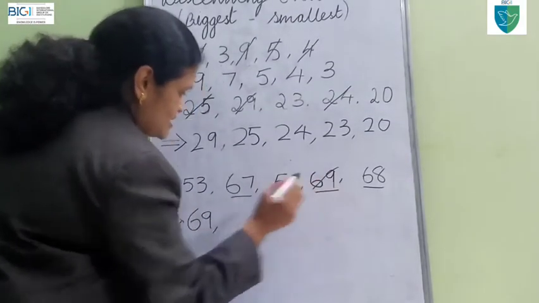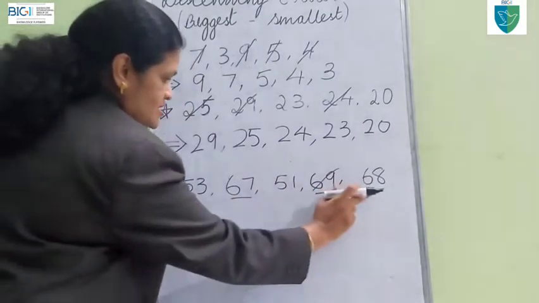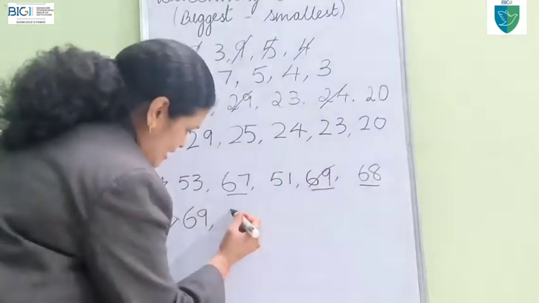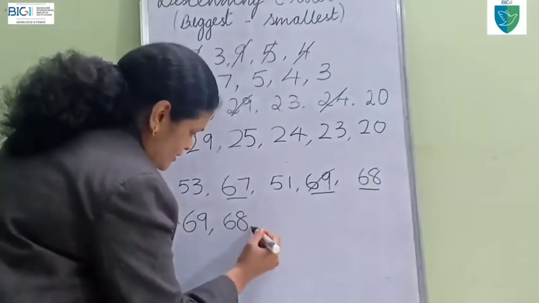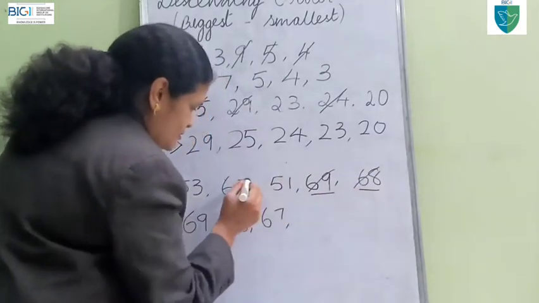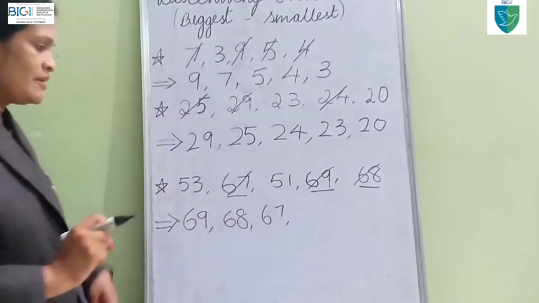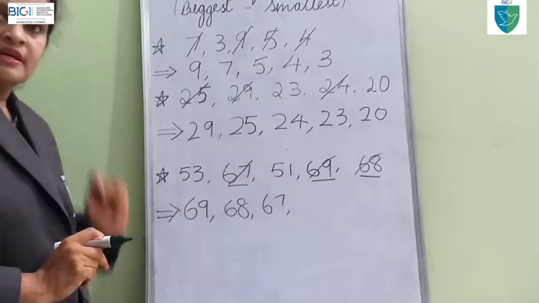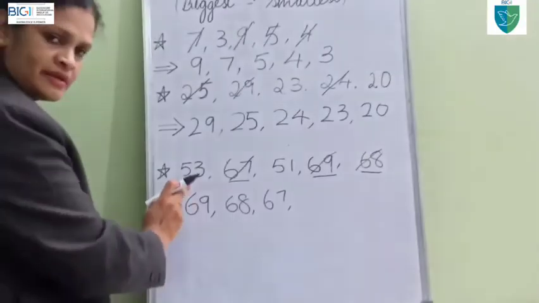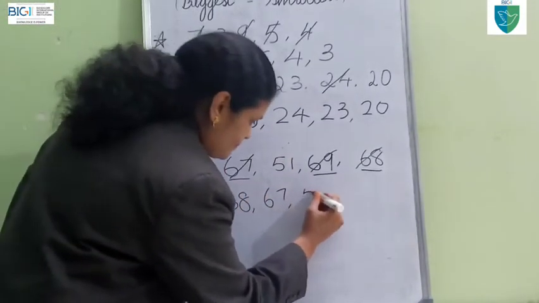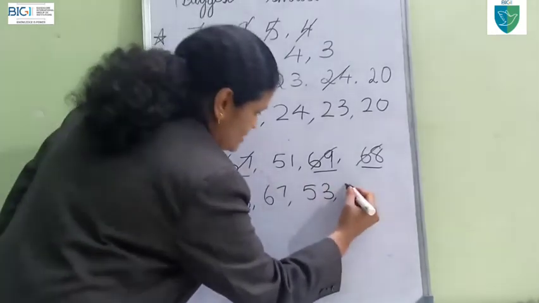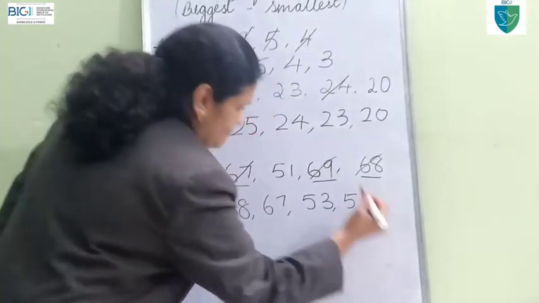After 69, which is the biggest number? Is it 68 or 67? Yes, it is 68. Then 67. So we are done with the family of 60s. Now we are left out with only 53 and 51. In these 2, which is the biggest? It is 53. Then the last number is 51.